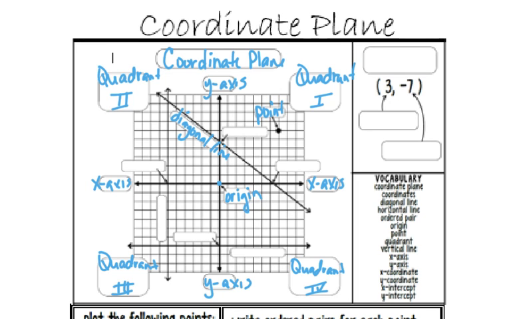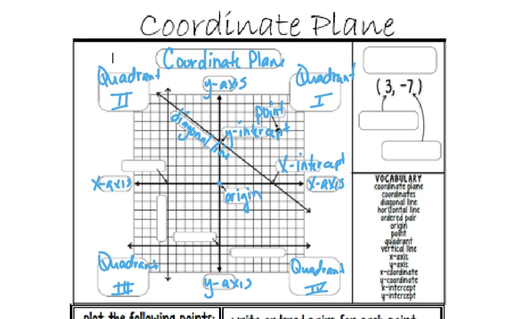And then two important pieces of this diagonal line would be this box here is going to mark the y-intercept, and that's where this line crosses the y-axis. And then this here is called your x-intercept, and that's where the line crosses your x-axis.